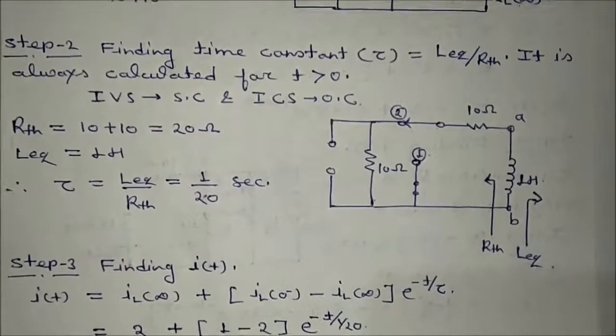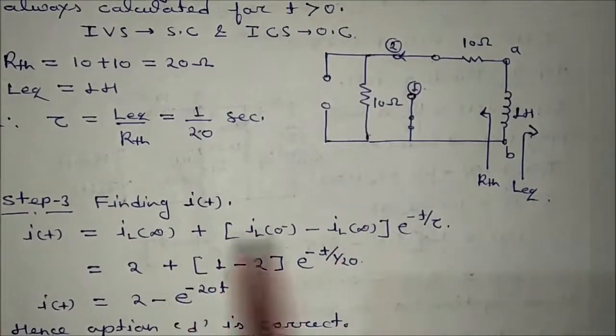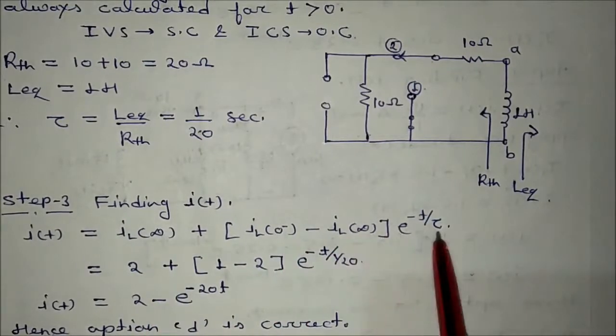Now the next step is the final step, that is to get the value of the inductor current. You know the formula. You know all these values, this value, this value, and this tau value.